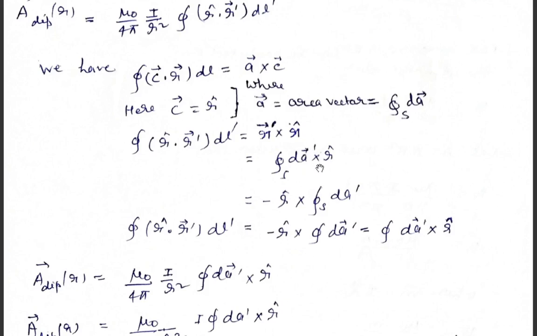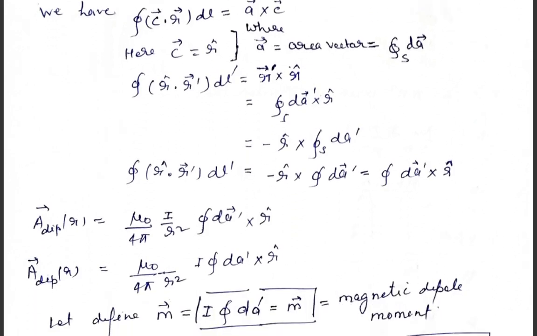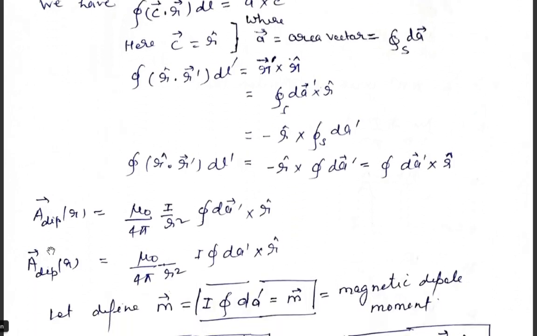Okay, so if you do further calculation, what we can get is magnetic vector potential due to dipole is equal to mu 0 upon 4 pi into 1/r square. Now this I can be absorbed with the integral. So I have written I surface integral dA prime vector cross product r unit vector. So this is dA prime vector. Okay, don't confuse, dA prime vector, that is.